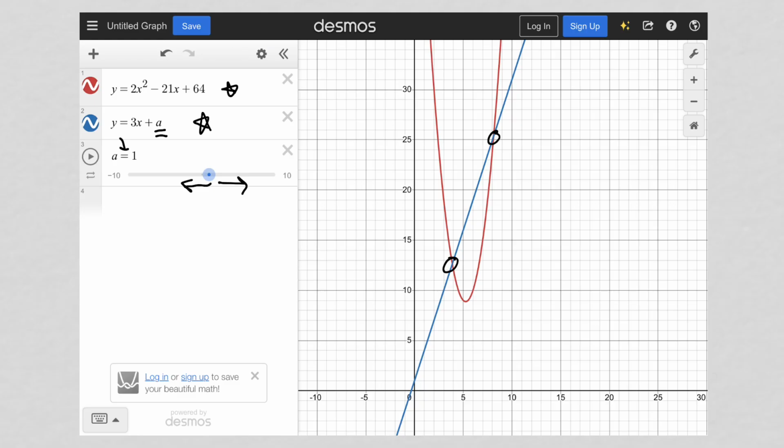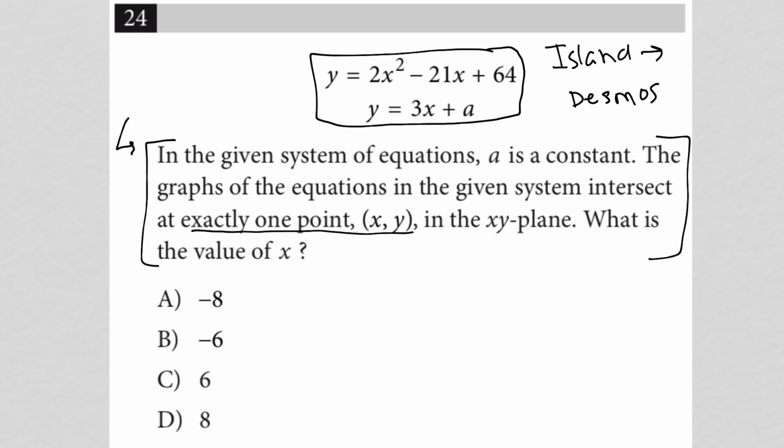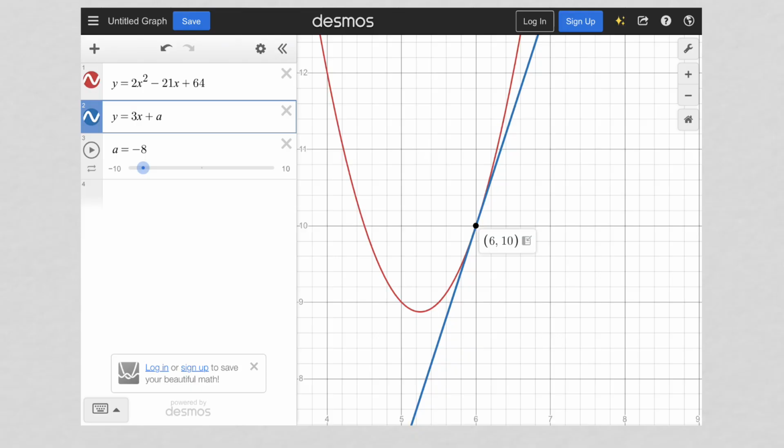This is why whenever you graph something on DESMOS with a slider, I suggest you don't touch the slider before reading the question, and then the information in the question gives you guidance on what the slider is meant to accomplish. So right now, we know that we're sliding this value of A either lower than 1 or higher than 1 so that this blue line will intersect this red parabola at only one place. Let's go back and continue reading. What is the value of X?